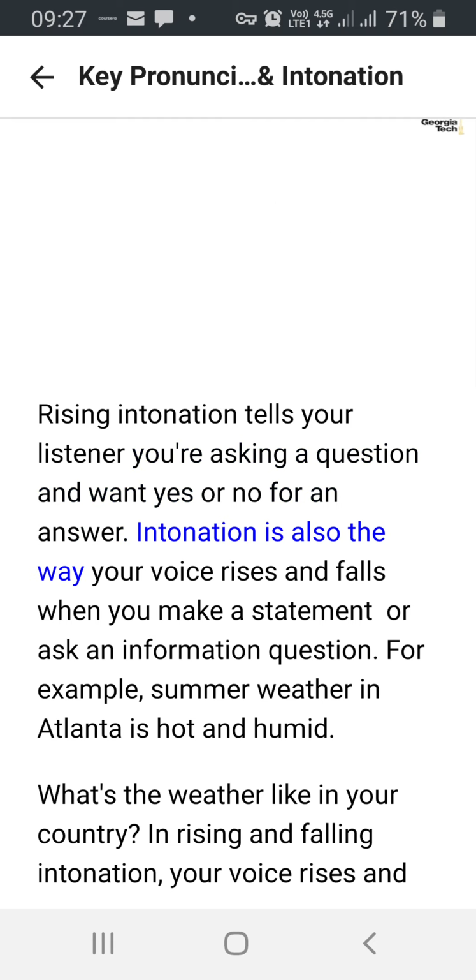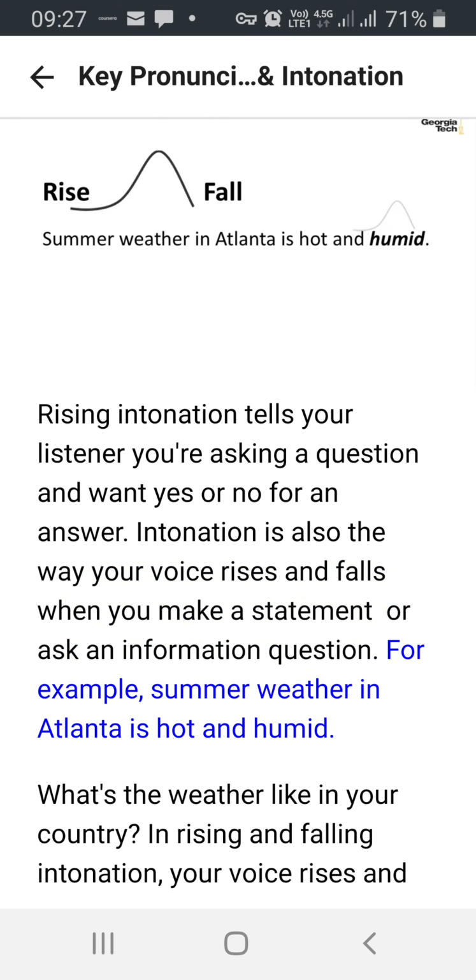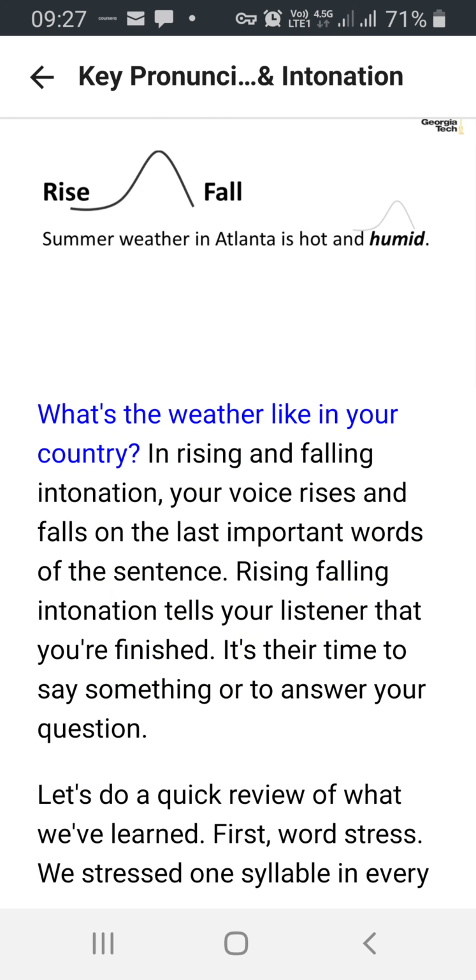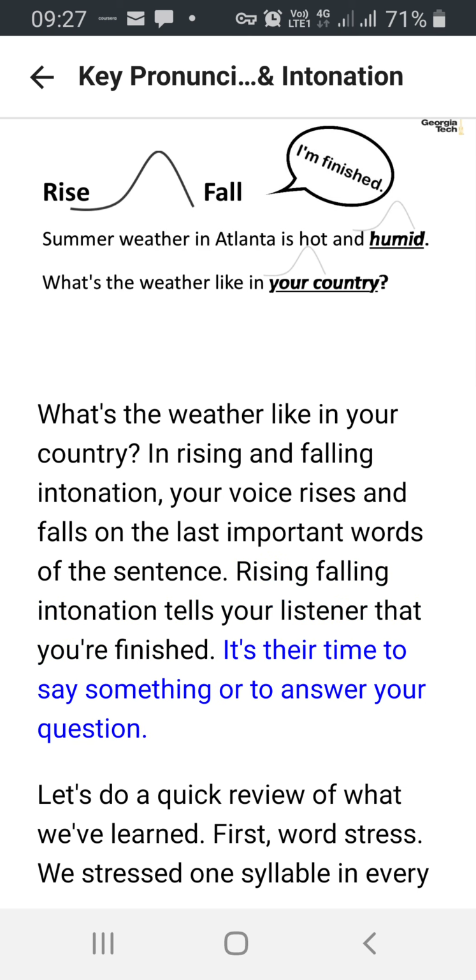Intonation is also the way your voice rises and falls when you make a statement or ask an information question. For example, summer weather in Atlanta is hot and humid. What's the weather like in your country? In rising, falling intonation, your voice rises and falls on the last important words of a sentence. Rising, falling intonation tells your listener that you're finished. It's their time to say something or to answer your question.